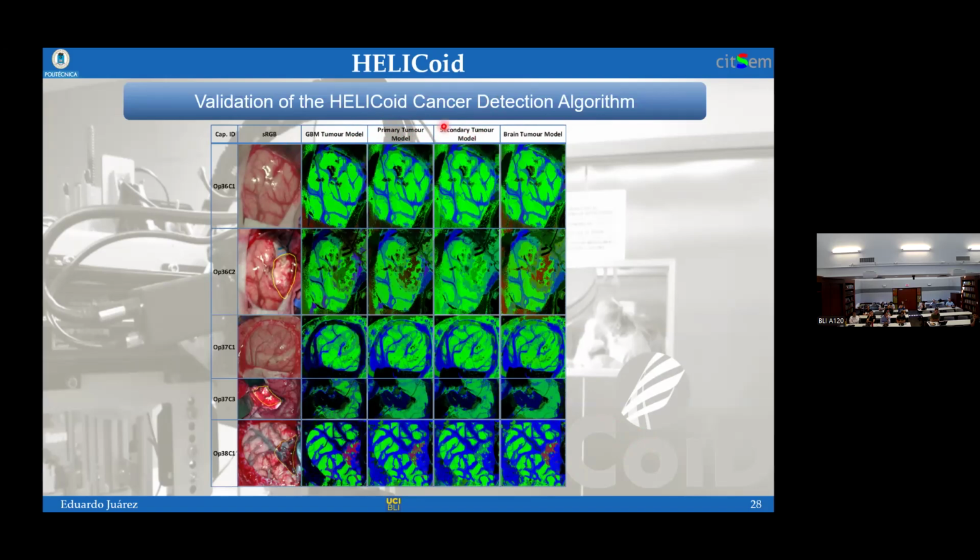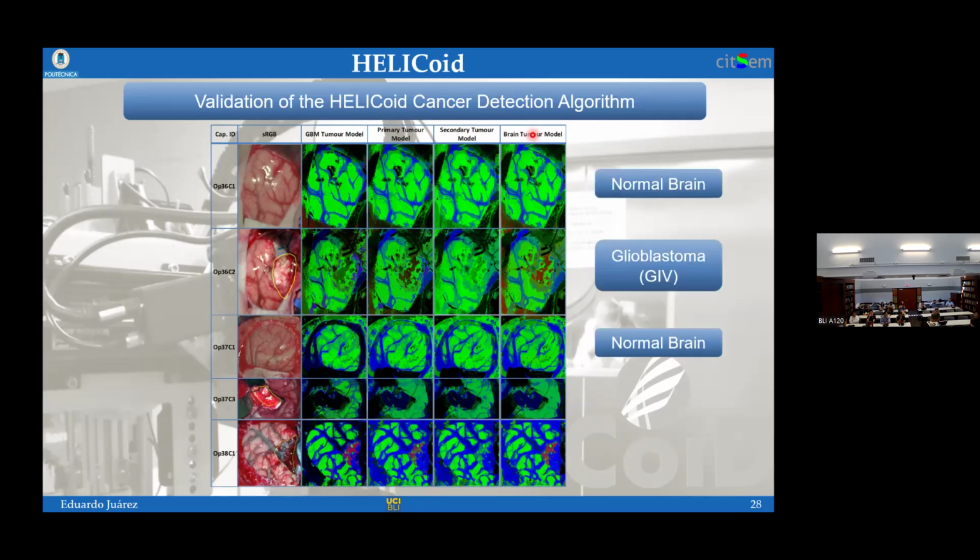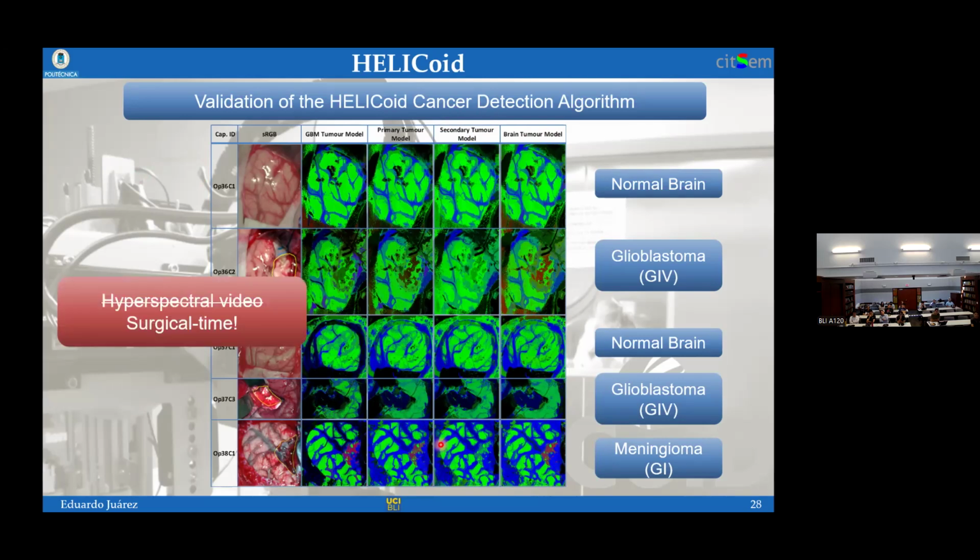Those are metastases. And the last one is taking all the information we got and trying to make a model, to see how it works. And we tested this with normal vein, with glioblastoma, and with meningioma. The result is that all models, except the secondary tumor model, are able to discover where the pathological tissue is. So that's a really good result, but we are far from the hyperspectral video, from the real time.